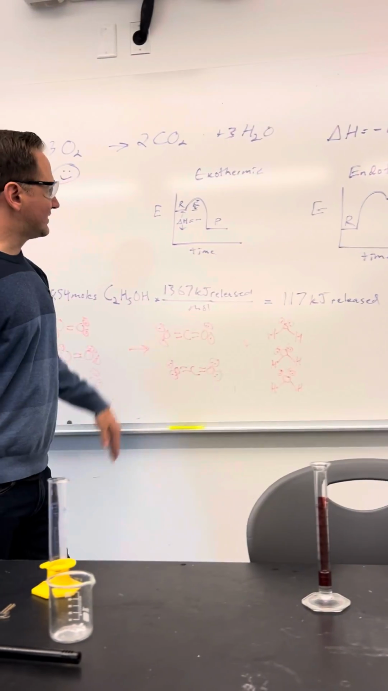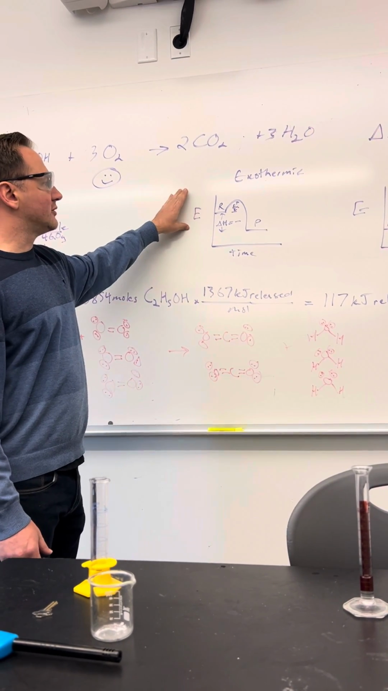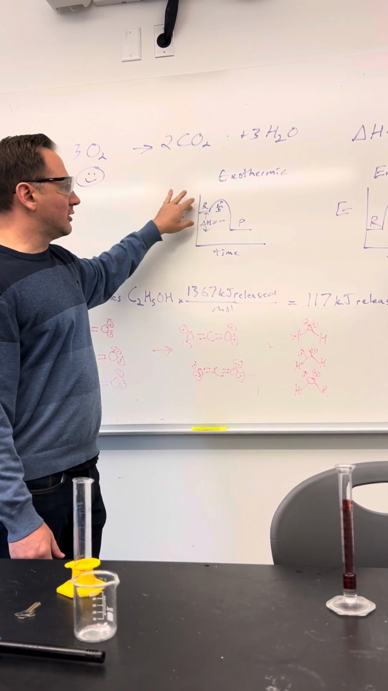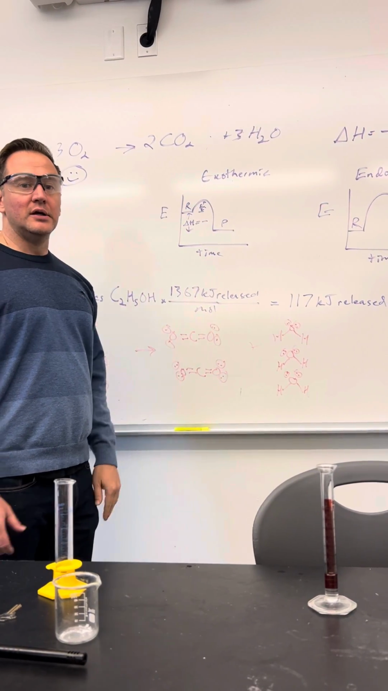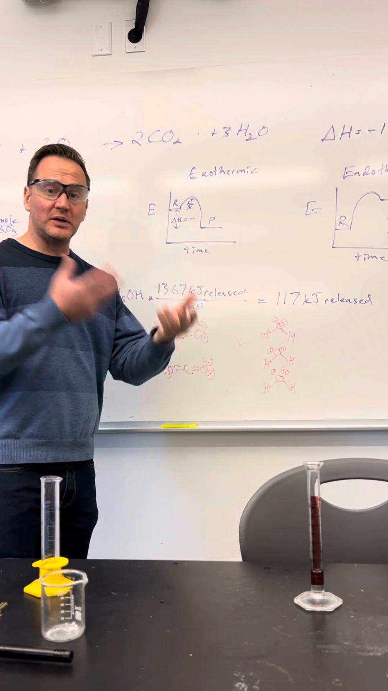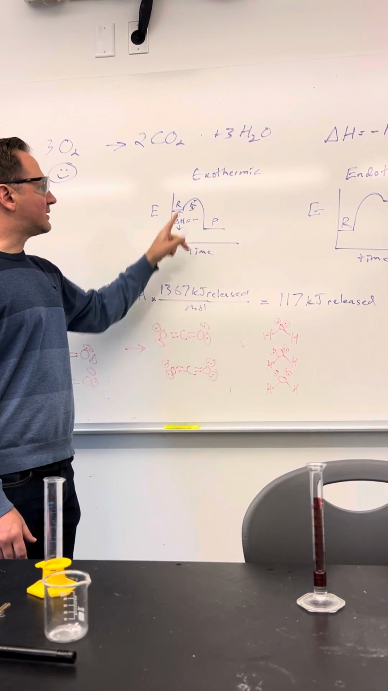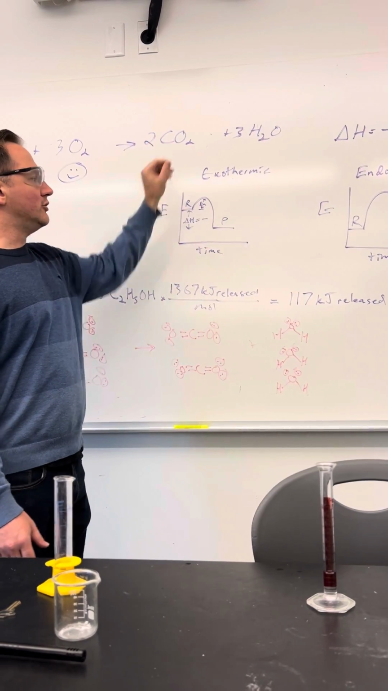Now, what this looks like, since it's an exothermic reaction, is your potential energy of your reactants is going to be higher than that of your products. In any chemical reaction, it takes energy to break apart the bonds. You have to input energy, and that's going to be the activation energy you see here. But then energy is released as our new interactions form.